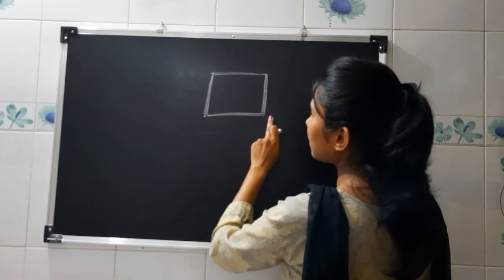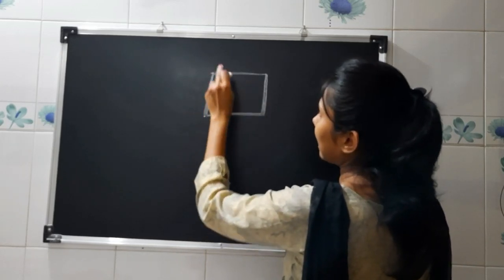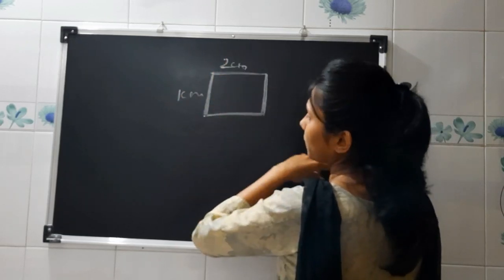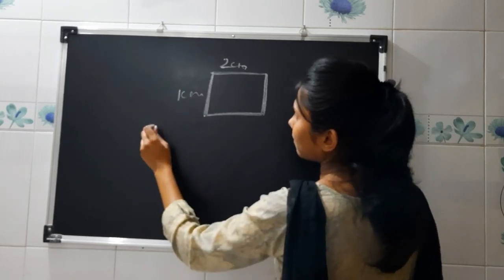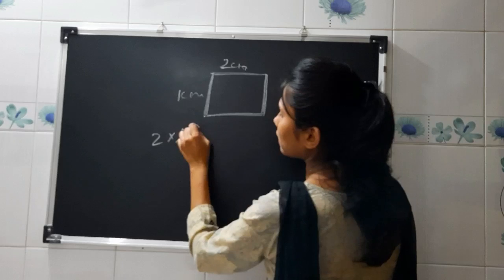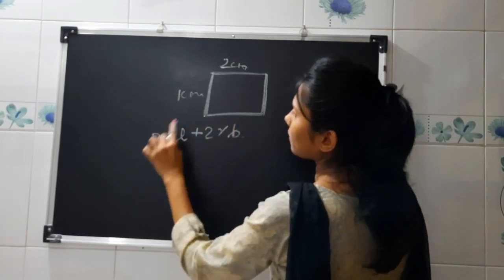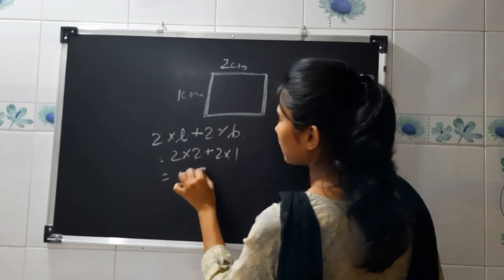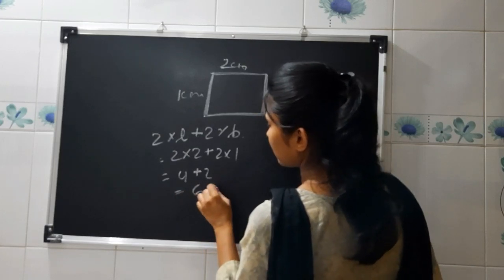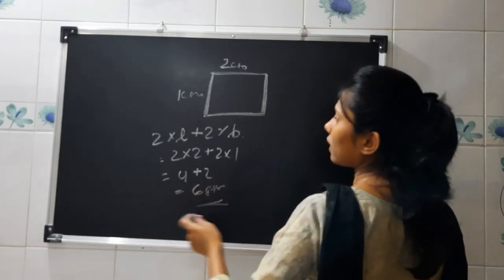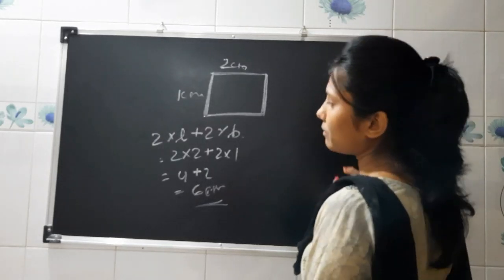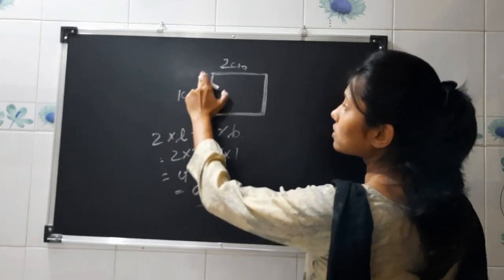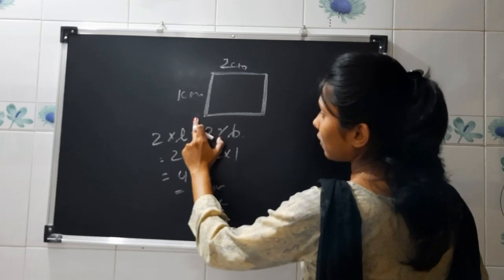Understood? Suppose this is a rectangle, 2 centimeter of length and 1 centimeter of breadth. So how do we find out the perimeter? 2 into length plus 2 into breadth, that is 2 into 2 plus 2 into 1, 4 plus 2, 6 centimeter. In this way we used to find out the perimeter. So perimeter is a distance around the outside of a shape or a figure.